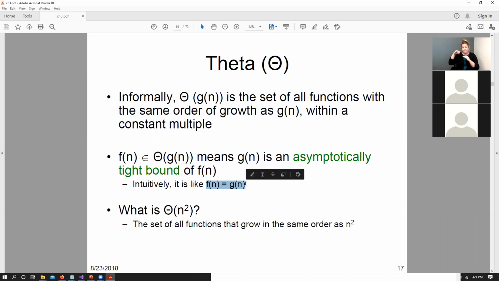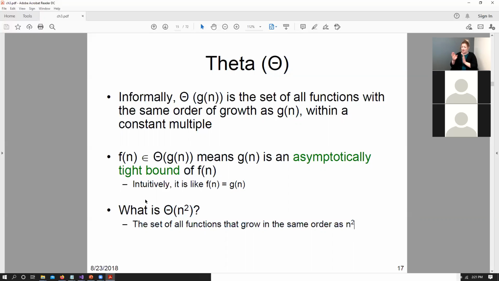So f of n equals g of n essentially means that we are talking about big theta notation, because you can think of big theta as an equal sign, right? But they are still within some bounds. So when we say that our particular function is big theta of n squared, basically we are talking about the set of all functions that grow with the same order as n squared multiplied by some constant.